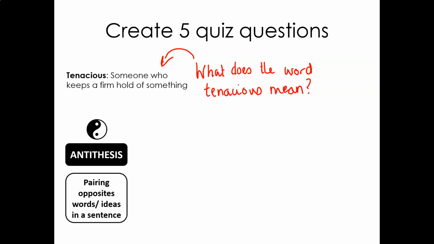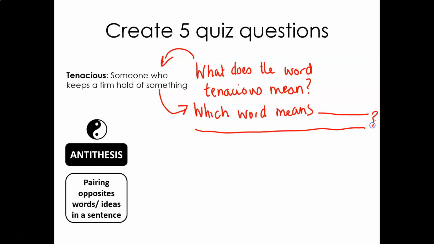But I could also write it another way. I could ask, which word means someone who keeps a firm hold over something? And if I formulate my question the other way round, that can also be a good way to help me recall the word and definition. So which word means, write the definition, should prompt you to recall the word. So there are 2 ways of testing myself on the same piece of information.